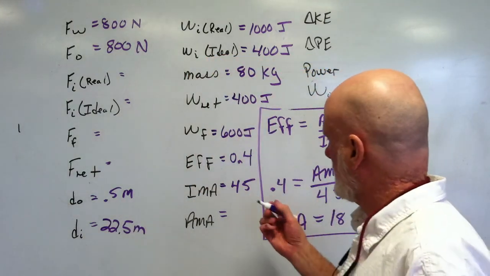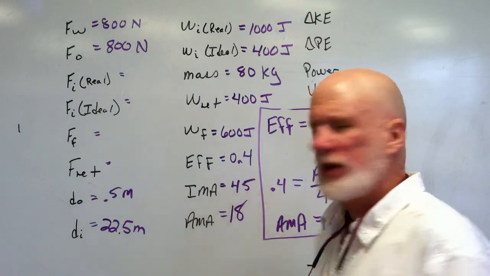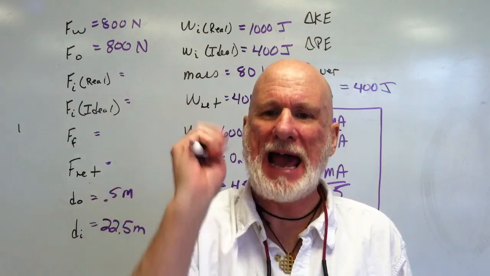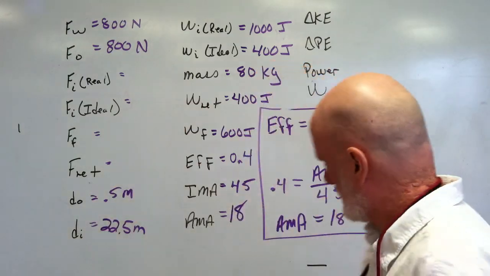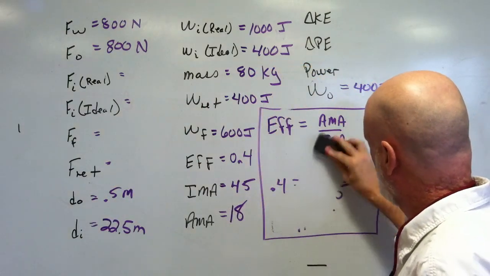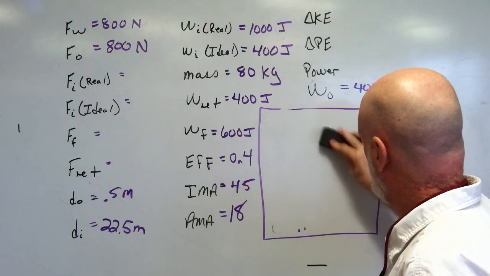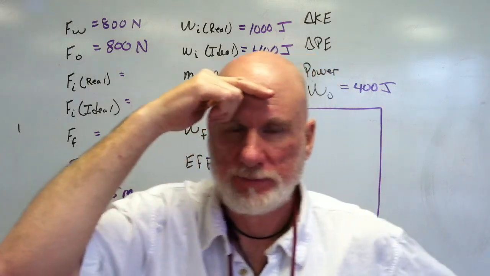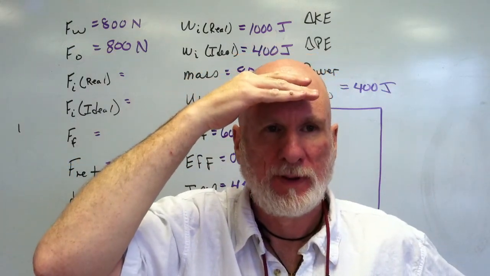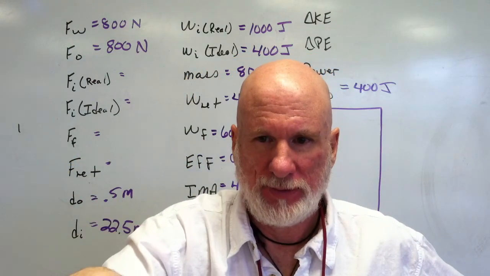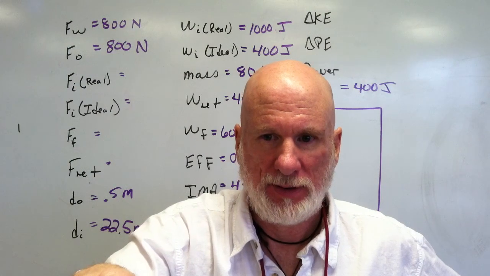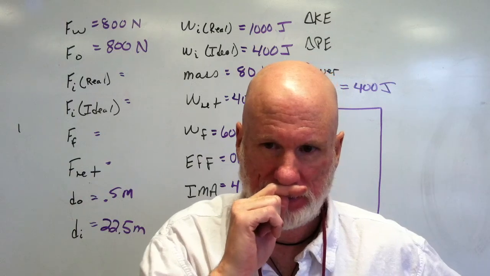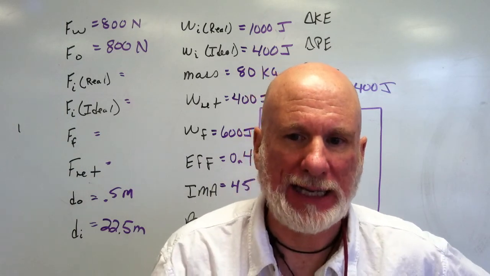So this is 18 then, right? Yep. What are the unit labels for AMA and IMA? There are none. Excellent. Now, if the AMA equals 18, what's another way of calculating the AMA?